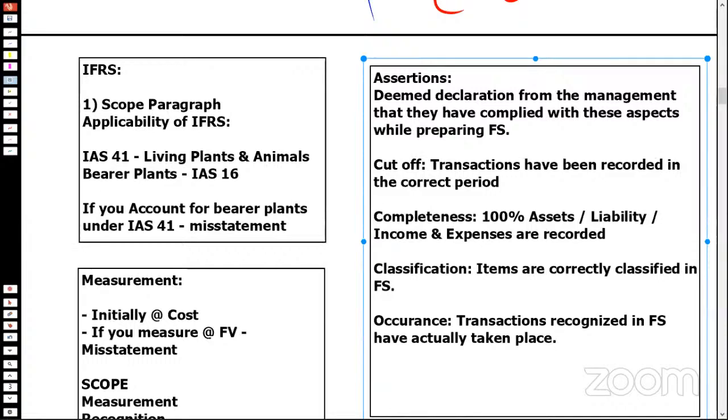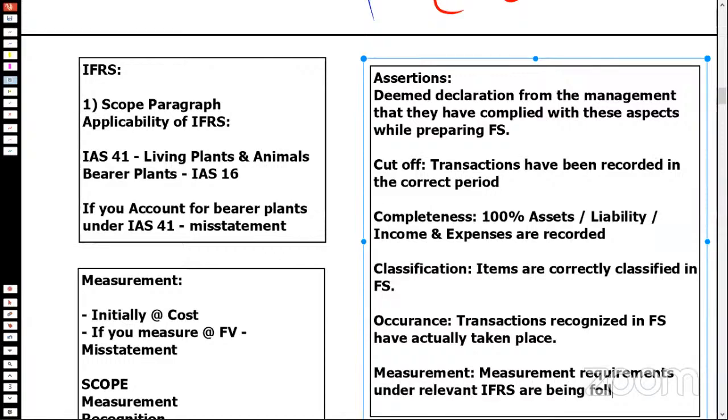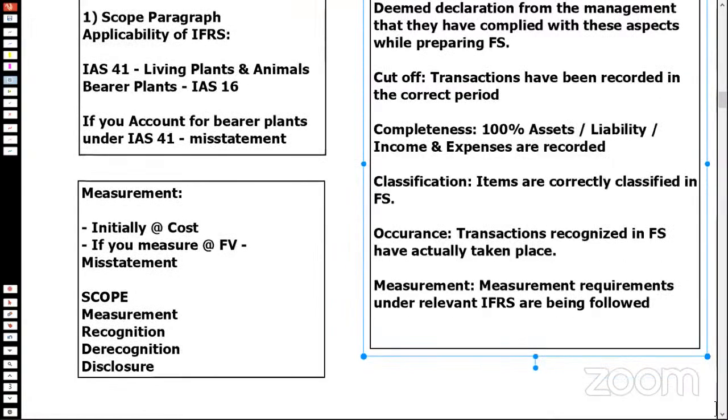So I repeat, what is going to be considered as occurrence? The occurrence is that the management says that the transactions have actually taken place. The measurement is that the measurement requirements under relevant IFRS are being followed. So whatever the measurement requirements are, those are being followed. It's considered to be an assertion of measurement, that we are measuring all of these things, the assets, liability, income, expenses, using the relevant criteria.